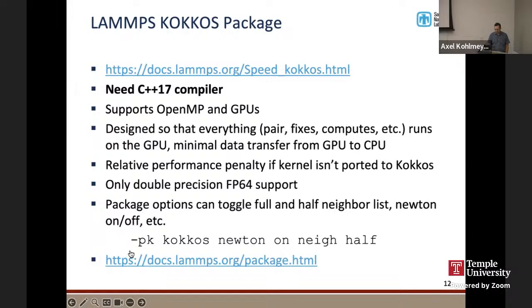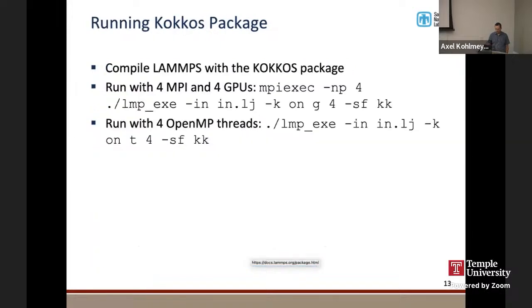So again, the package command toggles certain options like a full versus half neighbor list, Newton on/off. And you can set those on the command line using this package command along with the suffix command for Kokkos. So here's an example. Again, compile with the Kokkos package. It's optional. Run 4 MPI ranks and 4 GPUs. So here's the number of MPI ranks, executable, input script.